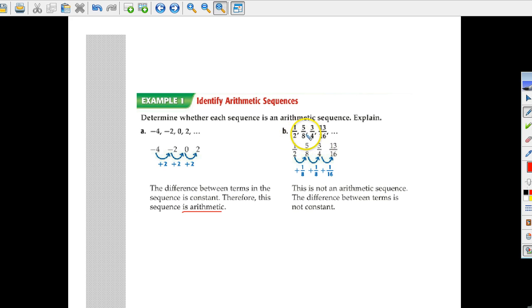Here you have 1/2, 5/8, 3/4, 13/16. Each time it increased by 1/8, and then this time here is 1/16. So it is not an arithmetic sequence. The difference between terms is not constant. So it is not an arithmetic sequence.